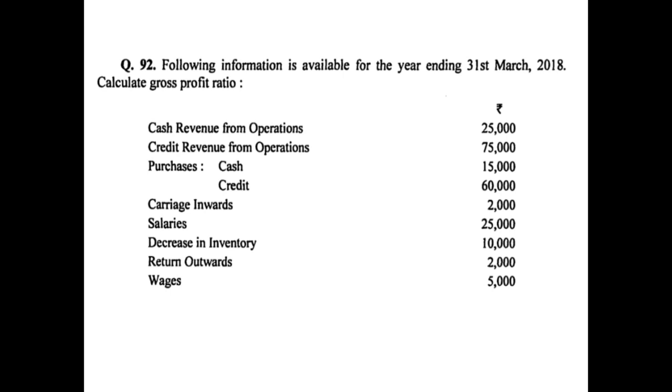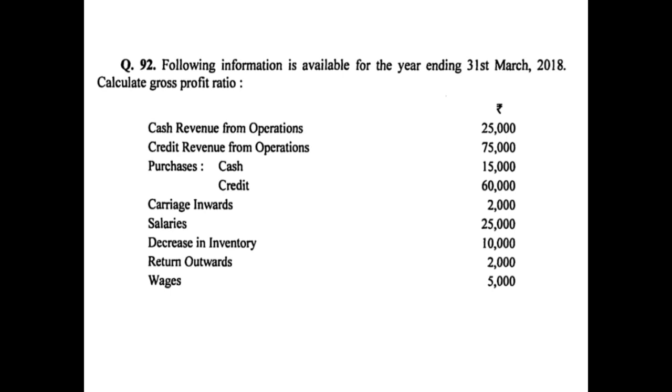Carriage inward 2,000 is a direct expense, it will be added to net purchases so as to calculate the cost of RFO. Then salaries is an indirect expense, we do not require this amount. Then decrease in inventory is 10,000. Again, this 10,000 will be added because it is a change in inventory.